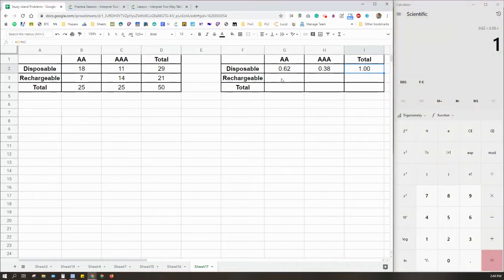So let's do the same thing for the rechargeable batteries. 7 divided by 21, and you get 0.33 repeating.